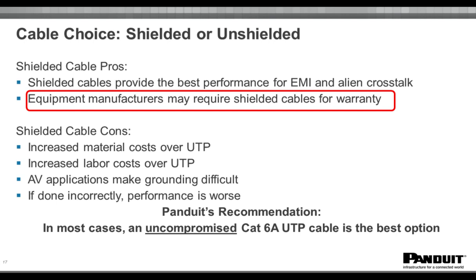When you're installing shielded solutions, AV applications may make the grounding difficult, so there may not be a ground bar near the projector, for example. And if it's not done correctly, the performance is worse than if you would have just installed a UTP or unshielded solution. So Panduit's recommendation is, in most cases, an uncompromised Category 6A UTP is the best option. There are two points that I want to make there. First of all, if the equipment manufacturer is going to require shielded cables for warranty, we're not advising you to go against that. We think that the Category 6A UTP cable will be just fine. And then the uncompromised I have underlined there, which we're going to go into in further detail in the upcoming slides.